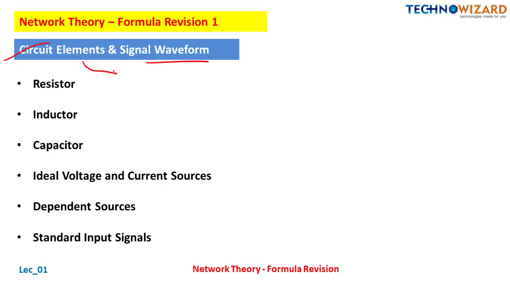Okay, what are the three types of circuit elements? First is the resistor, inductors and capacitor, and the formulas related to this we are discussing in this video. And also second, ideal voltage and current. So we can also say these are independent sources.